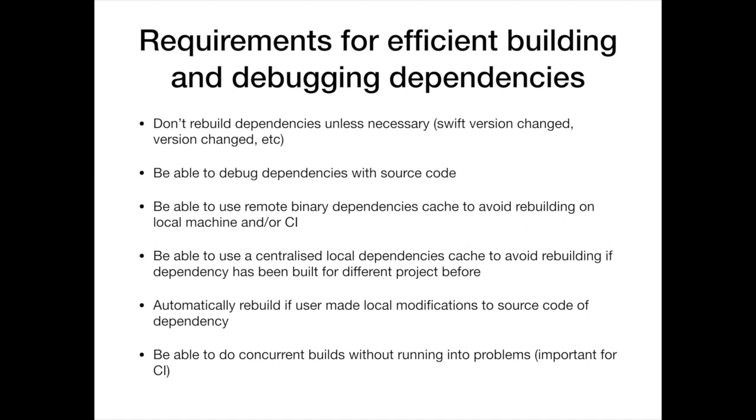It should be able to use a centralized local dependency cache to avoid rebuilding for a project if you already built the same dependency for a different project. Then it should also be possible, if you made local changes to the source code of a dependency, for example to just add some debugging or print statements, that it will automatically pick that up and rebuild the dependency as needed. Then it also needs to be able to do concurrent builds without running into issues. It's very important for the continuous integration servers.